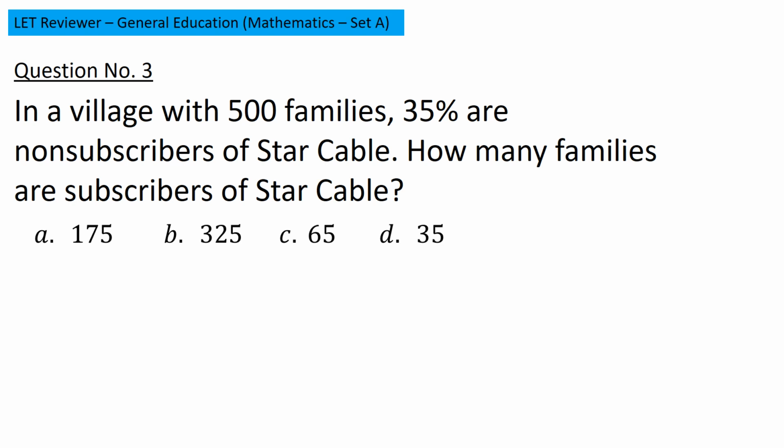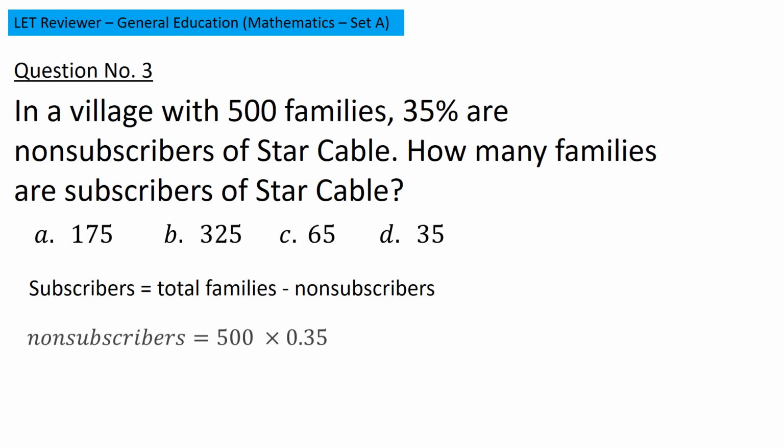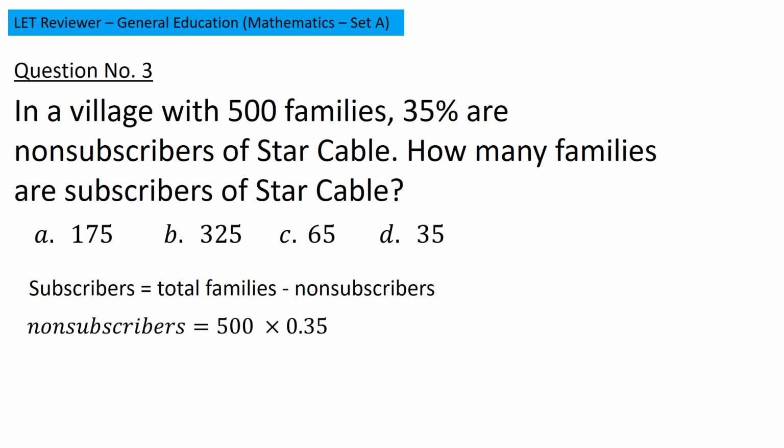Ang given ay yung 500 families, yun yung kabuuan na meron sa village. At yung 35% ay mga non-subscribers. So to get the number of subscribers of Star Cable, you have total families minus the non-subscribers. So kailangan ma-identify muna natin ilan ba yung 35% na yon na non-subscribers out of 500 families. So to get the number of non-subscribers, you have the total number of families, that is 500, multiplied by 0.35.